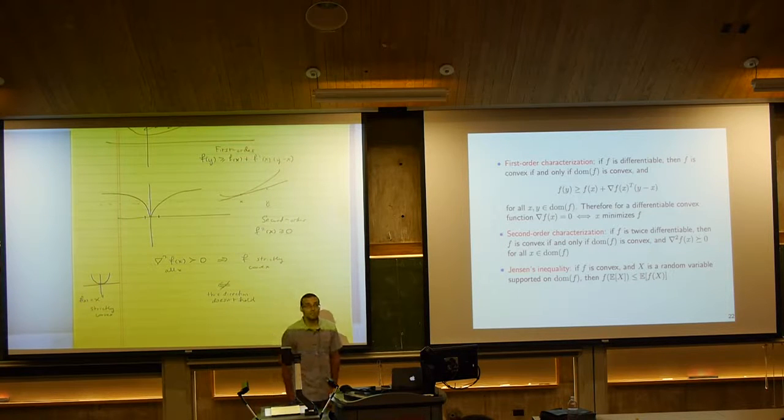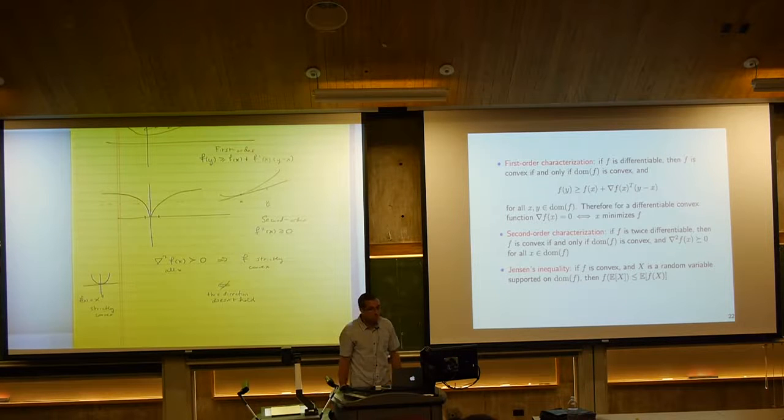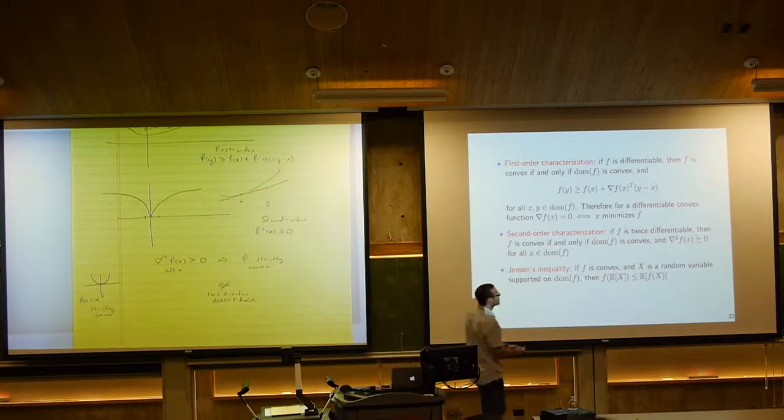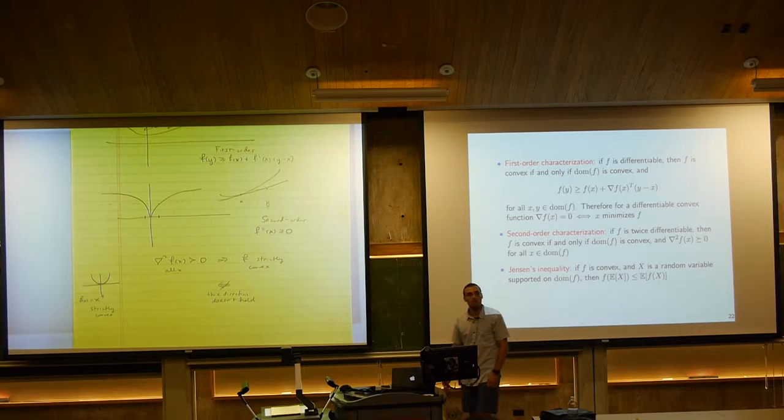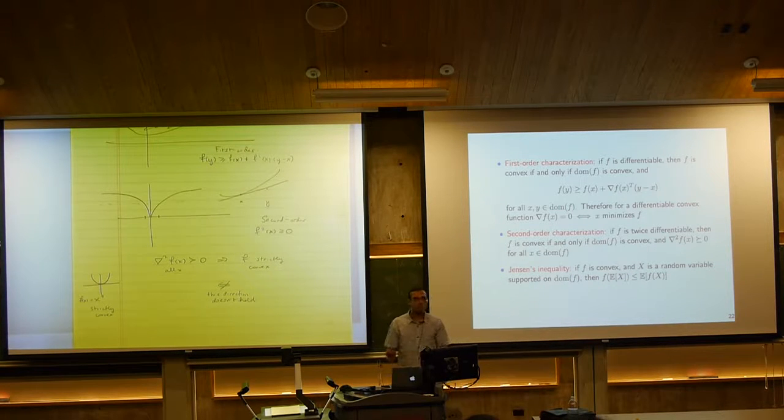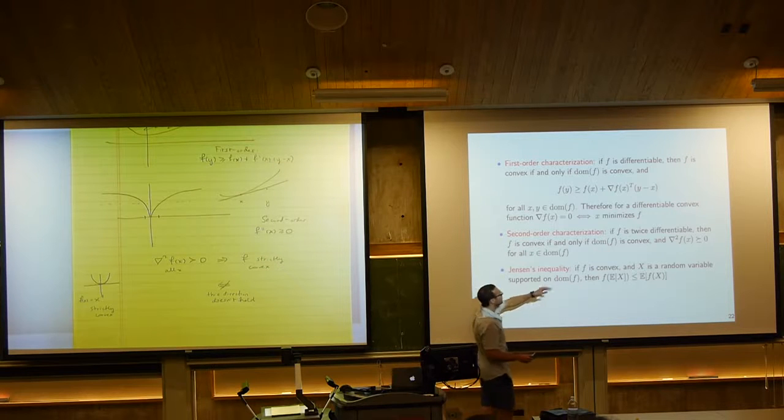So just because a function does not have a strictly positive definite Hessian everywhere does not mean it's not strictly convex. It's just that this is equivalent, a necessary and sufficient condition, for convexity. For strict convexity, it's a little more subtle. So those two are very useful.